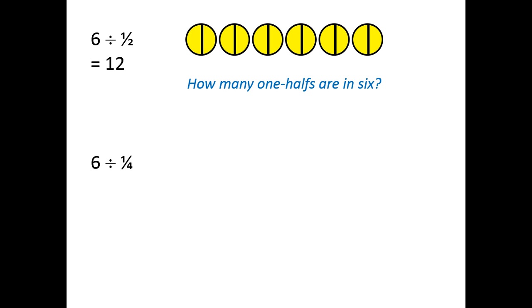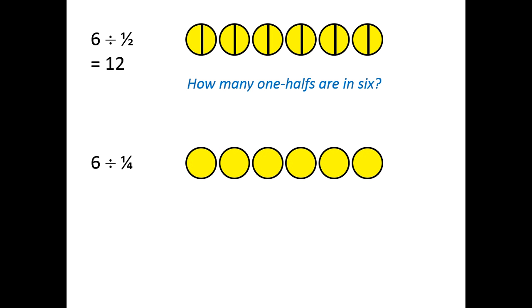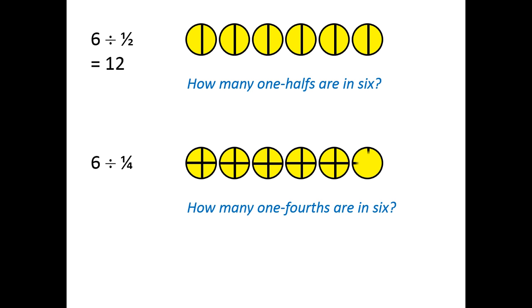How about 6 divided by 1/4? How could we show that? Well, that would be 6 objects, and we want to know how many 1/4 are in those 6 objects. So we have to divide the 6 objects into fourths and then count the number of fourths we have in all. There are 24 fourths in our picture now. So 6 divided by 1/4 is 24.